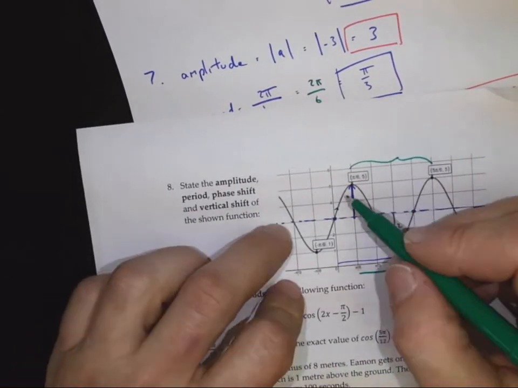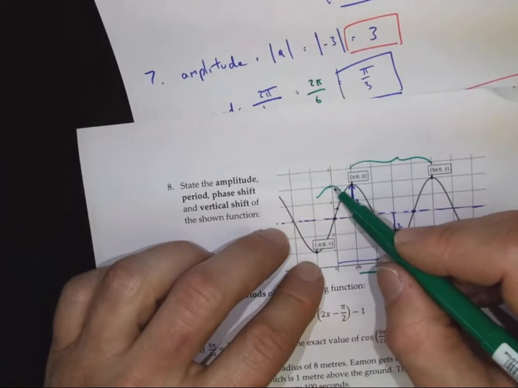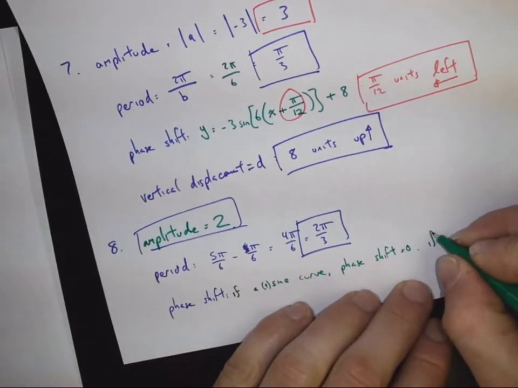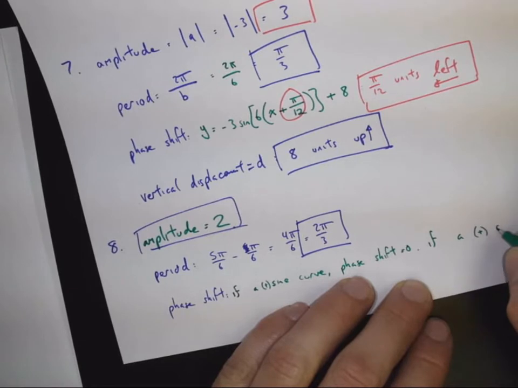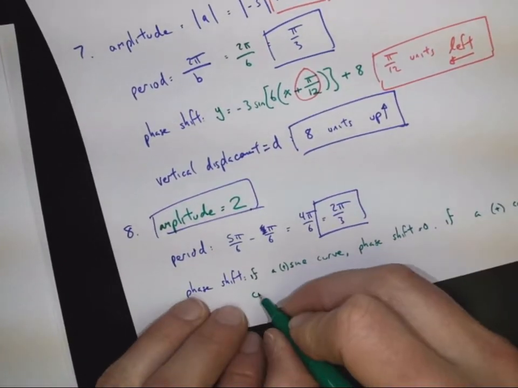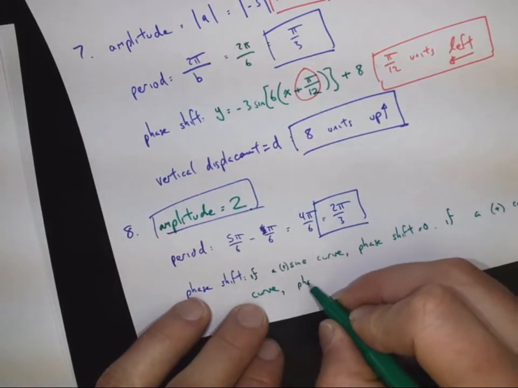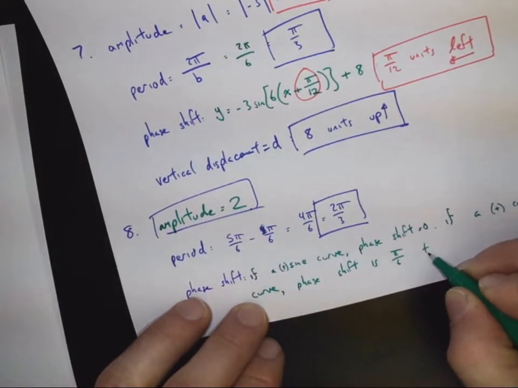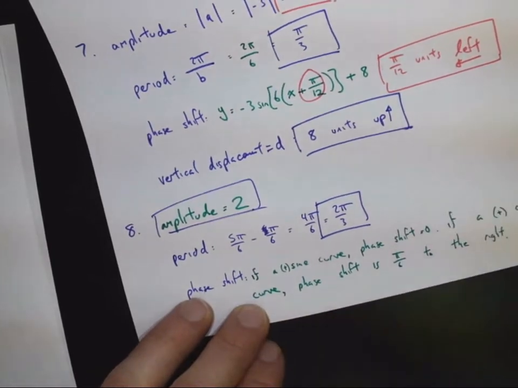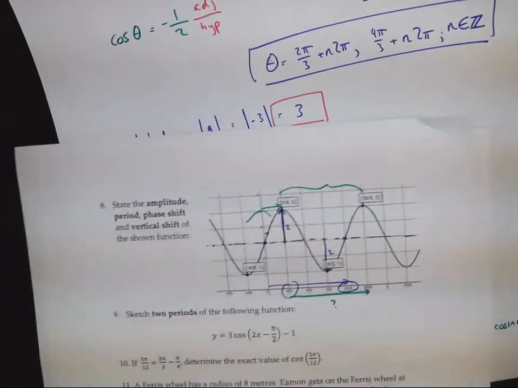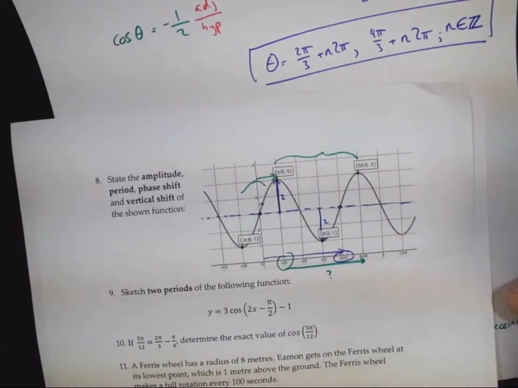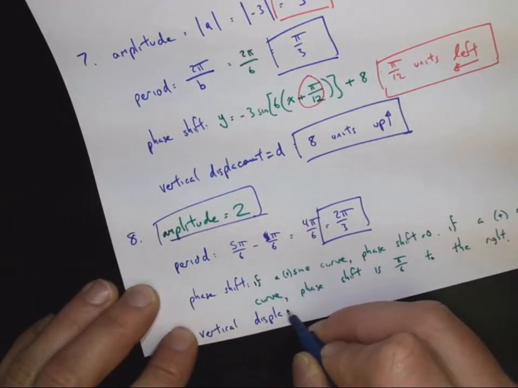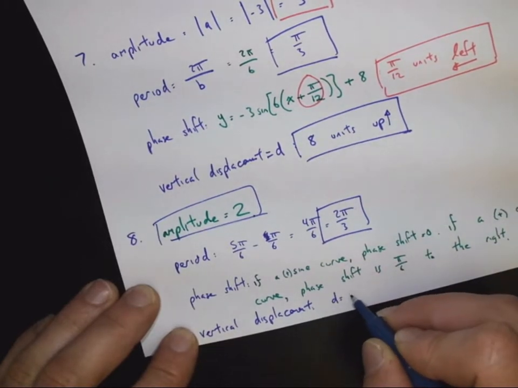However, if it's a cosine curve, that means an original positive cosine curve would have started here and then been shifted to the right, pi by 6. So if it's a positive cosine curve, the phase shift is pi by 6 to the right. Okay. And lastly, our vertical displacement is always equal to our baseline, right? It's just 3. It's very simple. And our vertical displacement d equals 3.